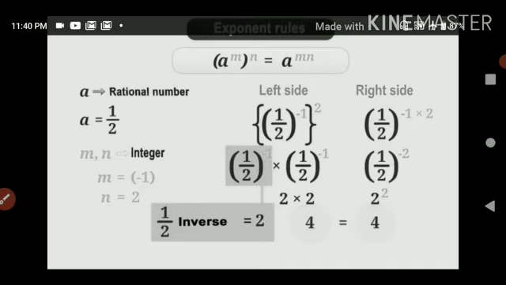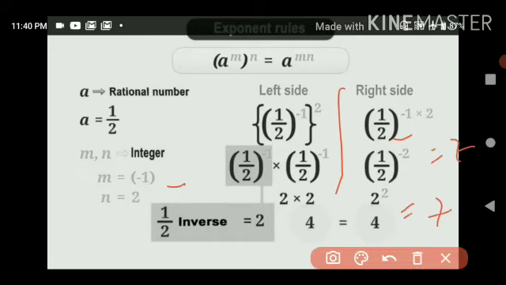Next rule, a raised to the power m whole raised to the power n. Whenever there are two powers, they are going to be multiplied. A is a rational number, let it be 1 upon 2, and m and n are integers, that is minus 1 and minus 2 we have taken. So now come to the left hand side, a raised to the power m whole raised to the power n. So 1 upon 2 raised to the power minus 1 whole raised to the power 2.